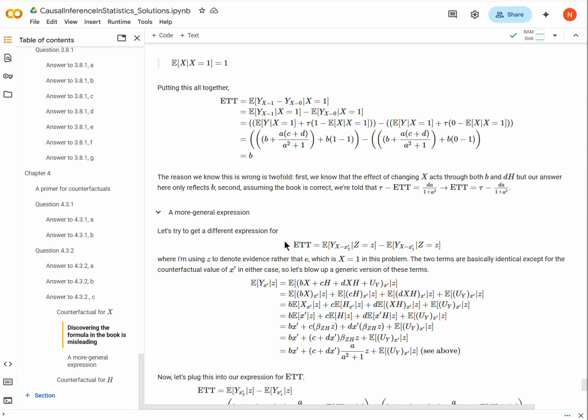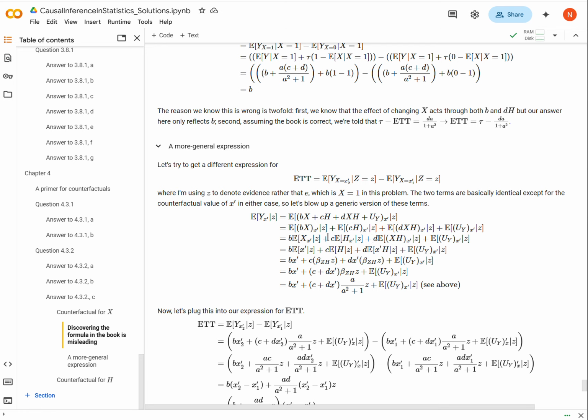Okay, so this left me with the option of trying to come up with my own expression for this. So that's what we're going to do here, and this comes out correctly. And in doing this, I kind of had to, I don't want to say invent some operators, but operationalize some of the notation that is given in the book.